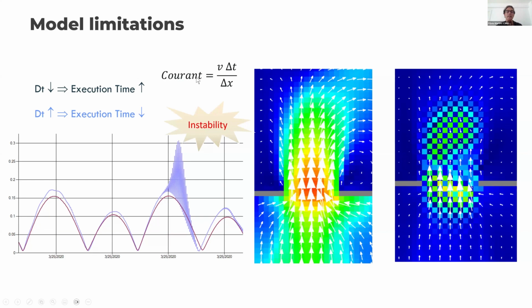If the Courant is 1, so this is a non-dimensional number, it doesn't have units. If the Courant is 1, it means that in 1 delta t, the fluid will move 1 delta x, 1 cell, okay? If the Courant is 2, it means that in 1 delta t, the fluid will move 2 cells. And if it's 0.5, it will move just half of the size of 1 cell, okay? And this is a very important number to control the stability.